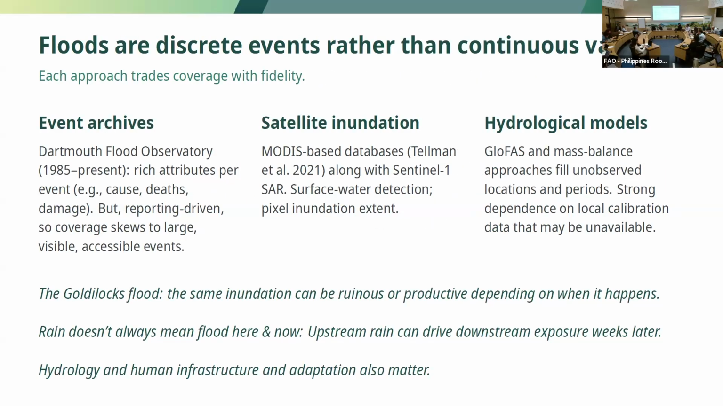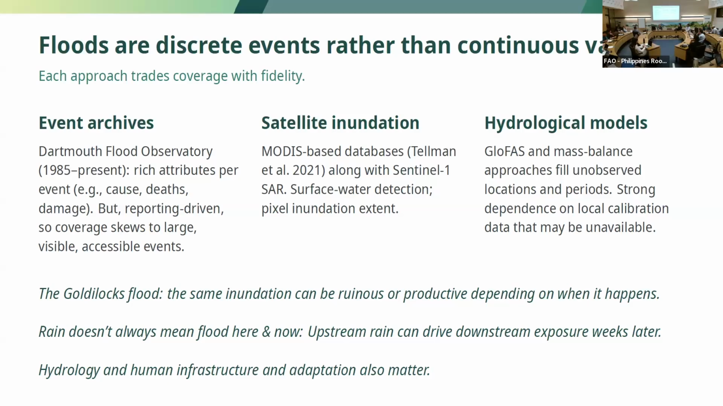Floods are also somewhat unique because these are more like discrete events that happen in time and place rather than continuous values. And there's a variety of different approaches that people have taken to try and measure floods. There's the Dartmouth Flood Observatory, which has a lot of really great information per event, but has this feature that one of my friends likes to call, oh, well, the author got a little tired, and so he didn't end up including this event in their archive. It's reporting driven, and again, coverage skews to large, visible, and accessible events.